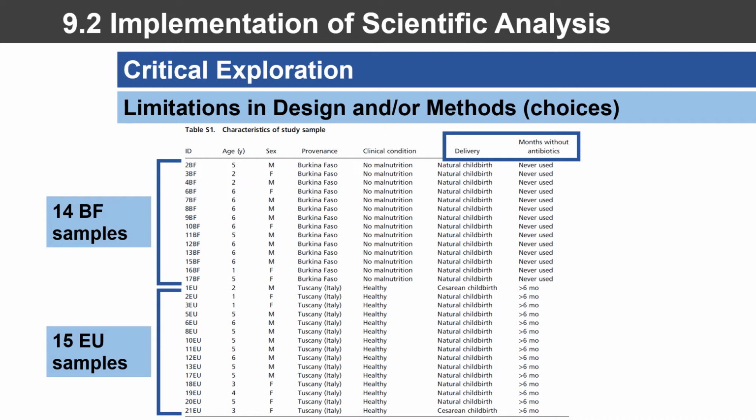What's more interesting to think about is the last two columns. In one, the route of delivery, and two, the number of months without antibiotics. And it's fantastic that you have this data here, but it certainly does pose a limitation, and they acknowledge it as such when they're saying that we can't definitively go to causation, that there's other variables at play here potentially. And these are definitely two of them.